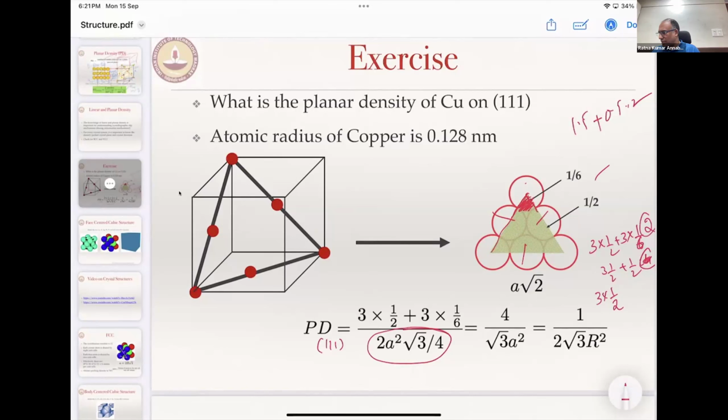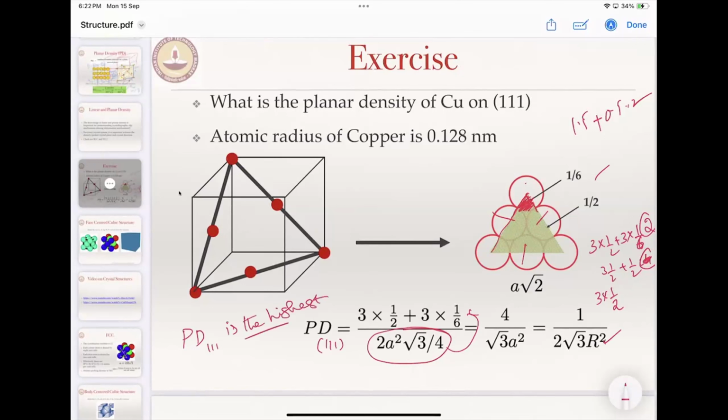And this 4 goes to the numerator. 2 and 2 get cancelled. So you have 4 by root 3 a square. And you will see that for an FCC crystal, PD 111 is the highest, and this is the most closely packed plane.